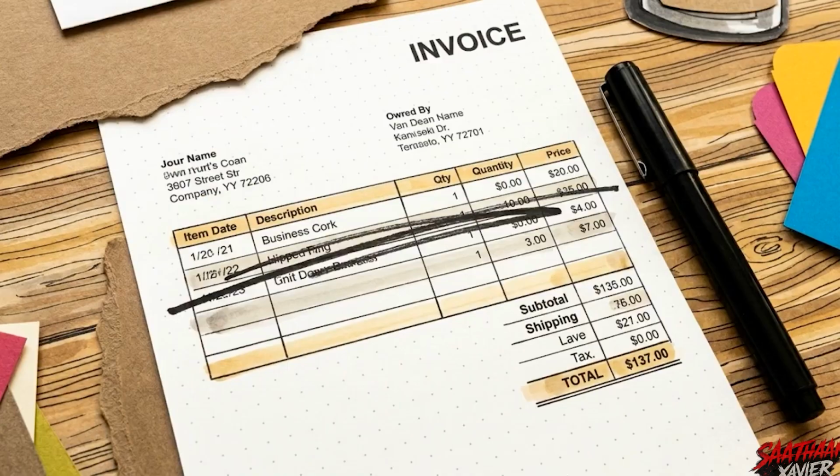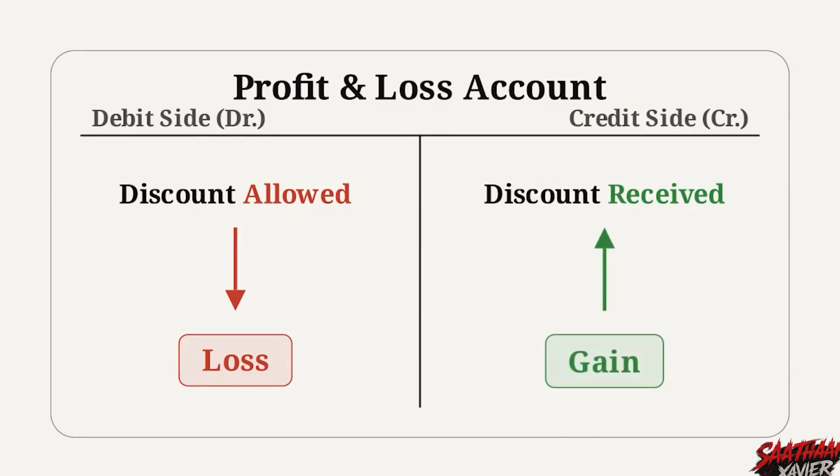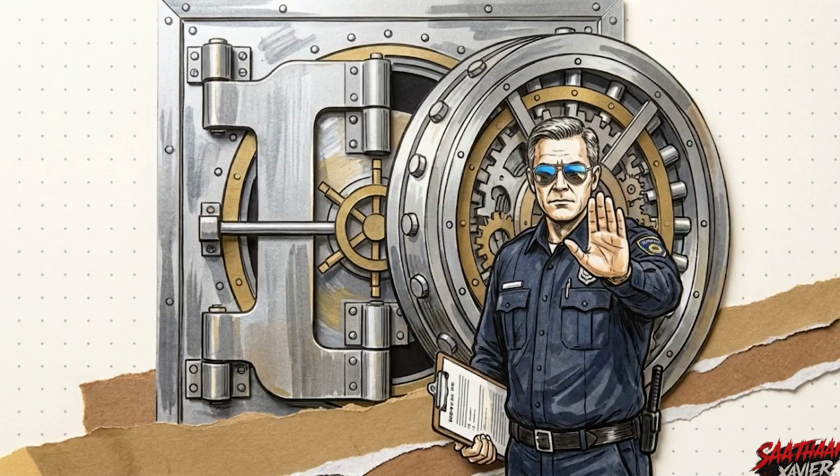You also have to track how you treat discounts. Trade discounts for bulk orders are already adjusted in sales, so we ignore them here. But cash discounts allowed for early payments are a debit loss. Cash discounts you receive are a credit gain. And if you give a customer an end-of-year rebate for hitting a purchasing target, that hits the debit side too. The debit side acts as a strict border guard. It ensures only your true, business-related operational costs erode that initial gross profit.